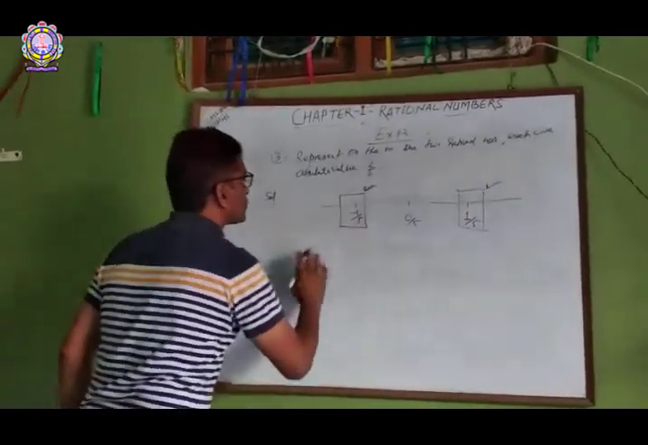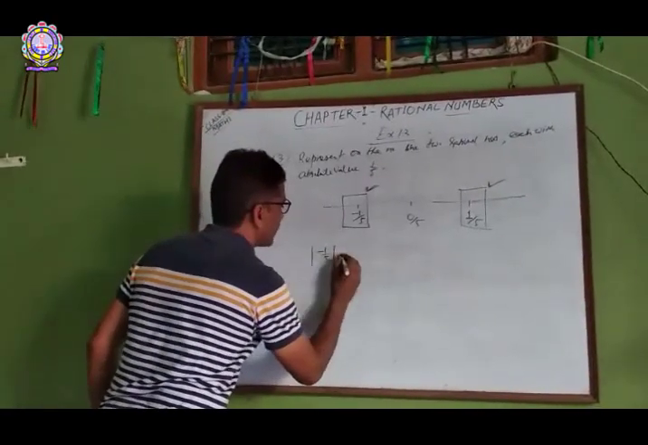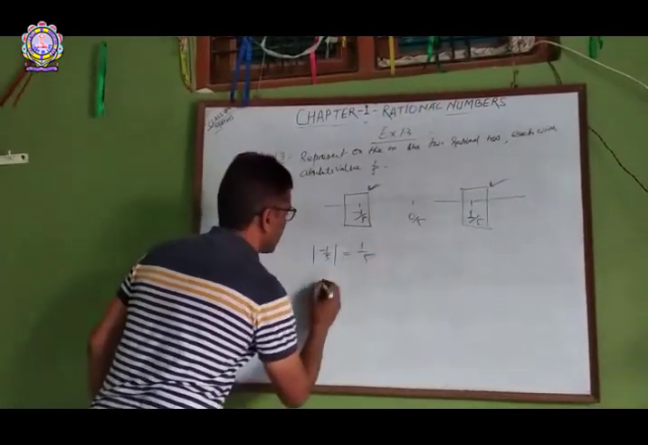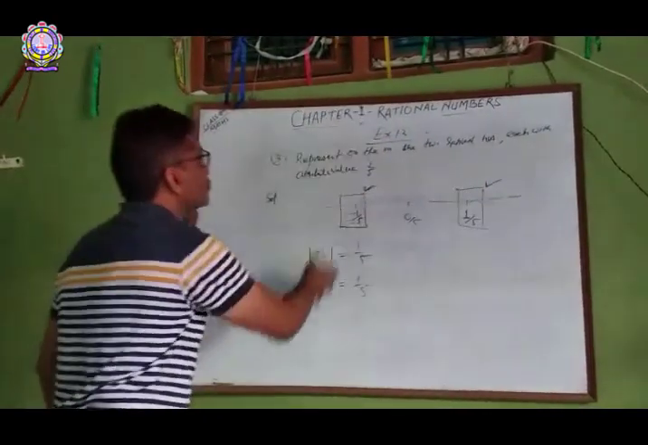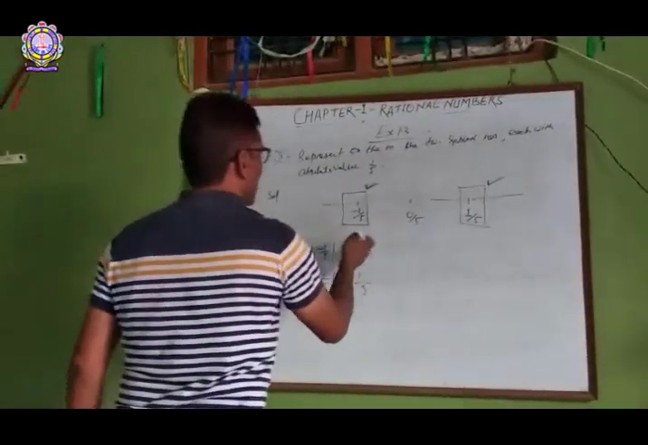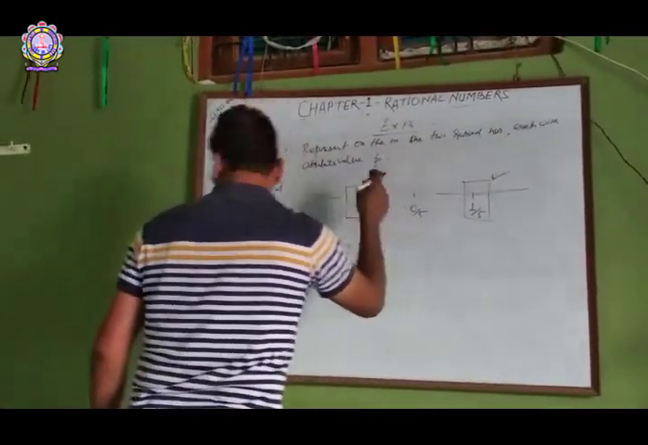You can also check it. The absolute value of minus 1 upon 5 is equal to 1 upon 5. The absolute value of 1 upon 5 is equal to 1 upon 5. These two numbers are the ones whose absolute value is 1 upon 5. This is the answer. Okay.